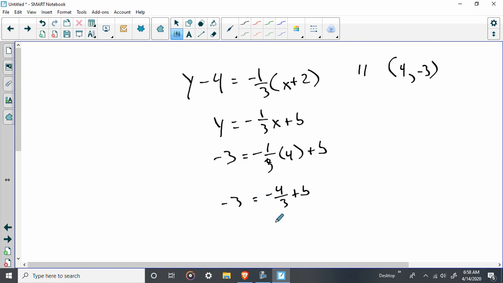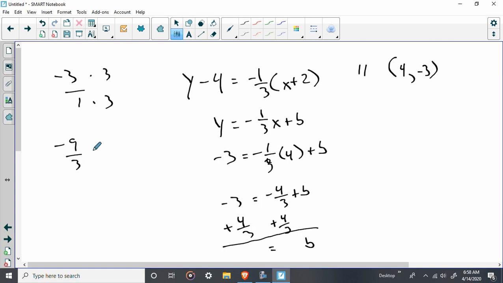And what do we need to do? We need to add 4/3 to this side. We're going to add 4/3 to this side. Okay. Again, 3 in thirds, so negative 3 over 1. We need to make it in thirds. Let's multiply the top by 3 and the bottom by 3. So now I have negative 9/3 plus 4/3. Okay, again, let's keep the denominator. And again, same rules. Negative 9 plus 4 is going to be negative 5. So b is equal to negative 5/3.